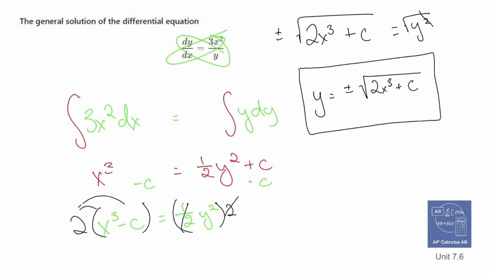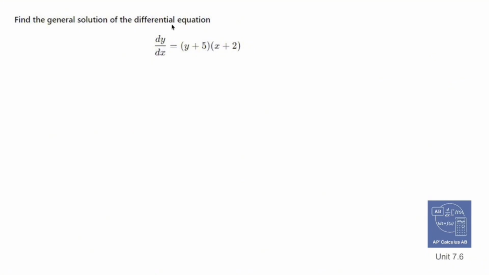Find the general solution of the differential equation dy/dx equals (y + 5)(x + 2). We need to separate the variables with their respective dy and dx. If I multiply both sides by dx and divide both sides by y plus 5, this is going to look sloppy, but bear with me. That cancels out, that cancels out.